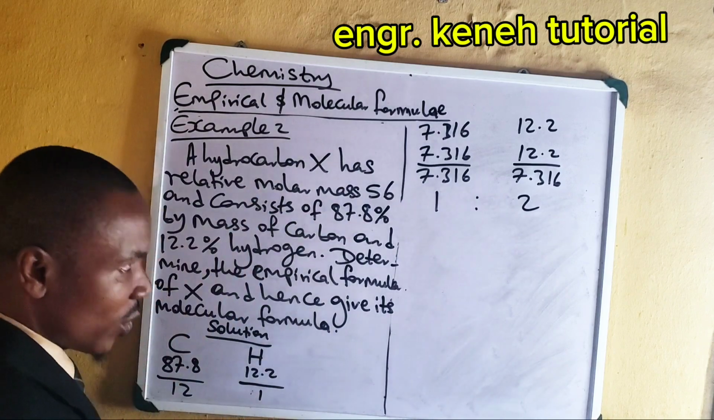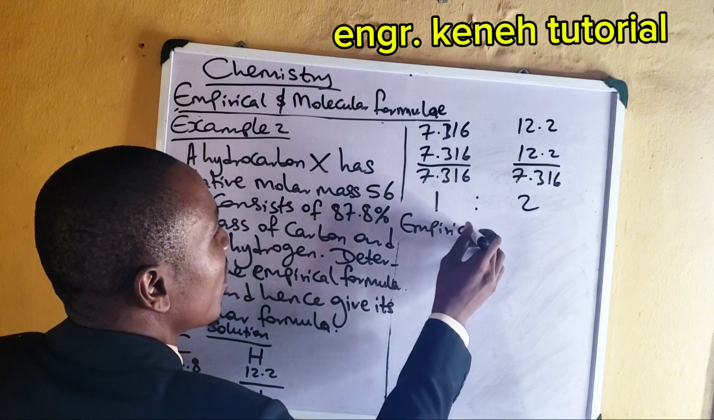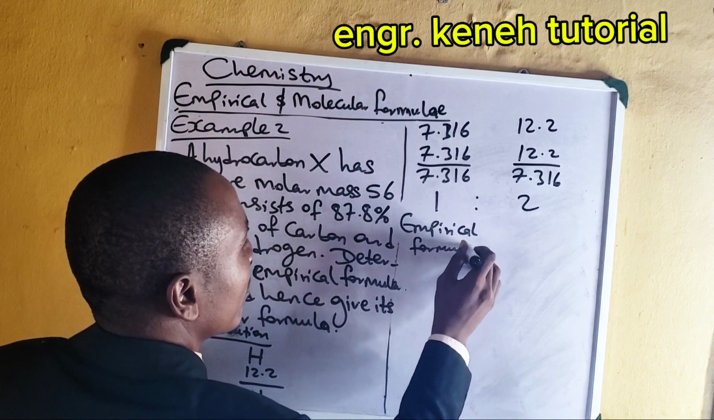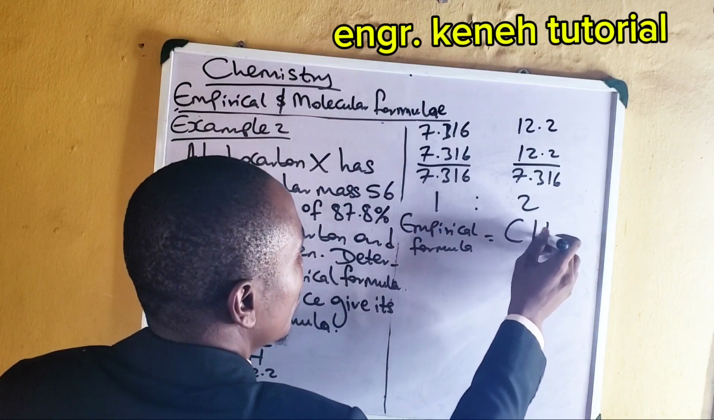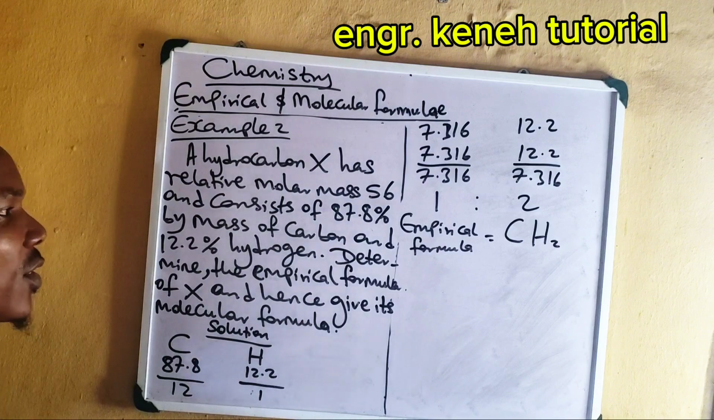All right, so that means that the empirical formula is equal to carbon 1 and hydrogen 2. Can you see that? That is how this can be solved.